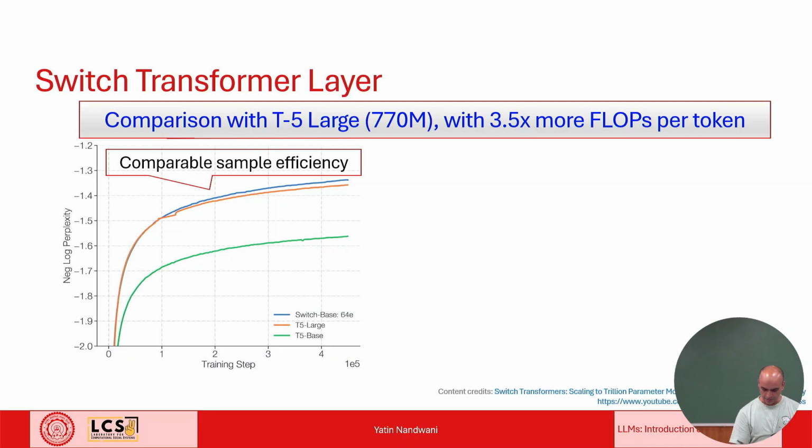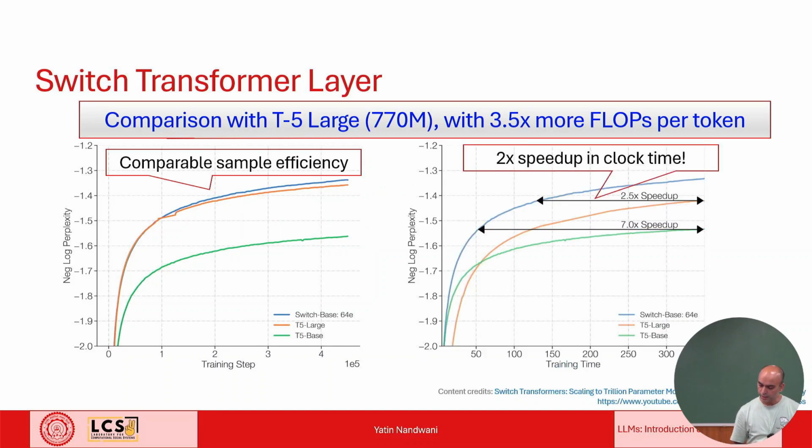So this is the base model that we have, and this is the 64 expert version of the base model, the blue line, and this is our large model. These two curves are almost close to each other, almost similar. However, if we look at the clock time, there is still a 2.5x speed up in clock time with respect to the dense model.